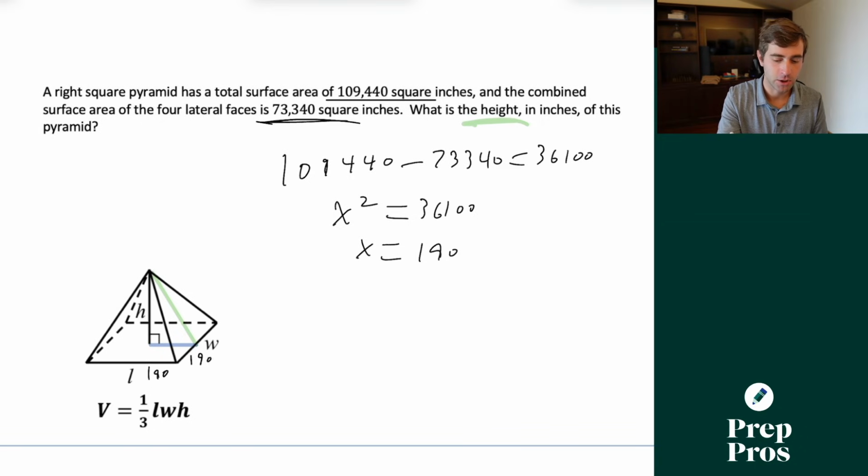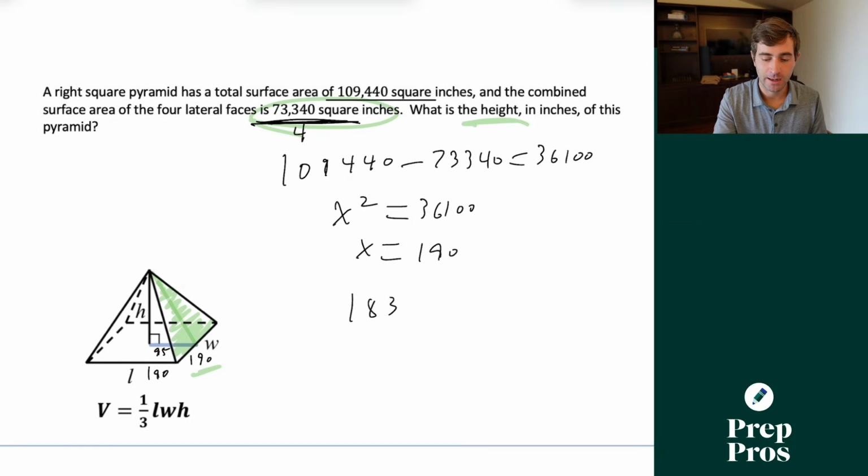And this also lets us solve for our blue shaded part. That's going to be half of that length, so it's going to be 95. Well, now we know all of those 4 lateral faces are equal. So if we take our 73,340 and we divide it by 4, that's going to give the area of each of those triangular faces, because these are just going to be triangles. And we know the base, so we can solve for the height, which is going to be the slant height of our pyramid. So we now can divide it by 4.